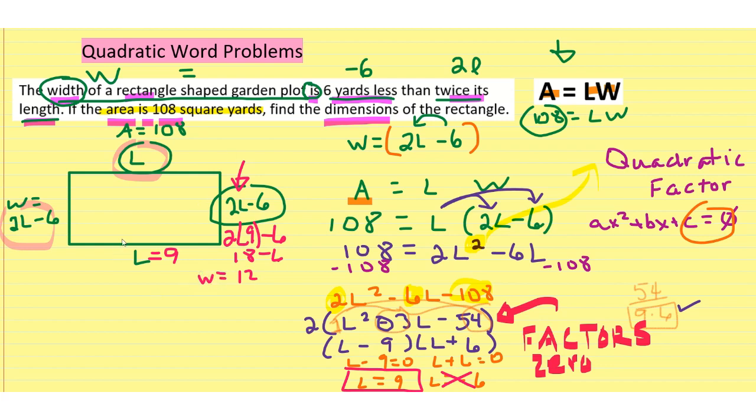Those are my two answers. My length is 9 and my width is 12. So it says find the dimensions. Those are my dimensions. There's my length, there's my width. We've answered our question. Hopefully this helps you think through the process, helps you visualize it with a picture of a rectangle, and helps you know how to set it up from the word problem.